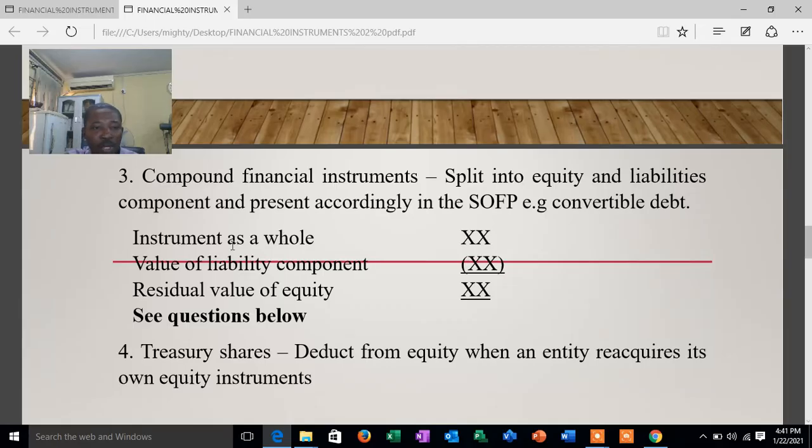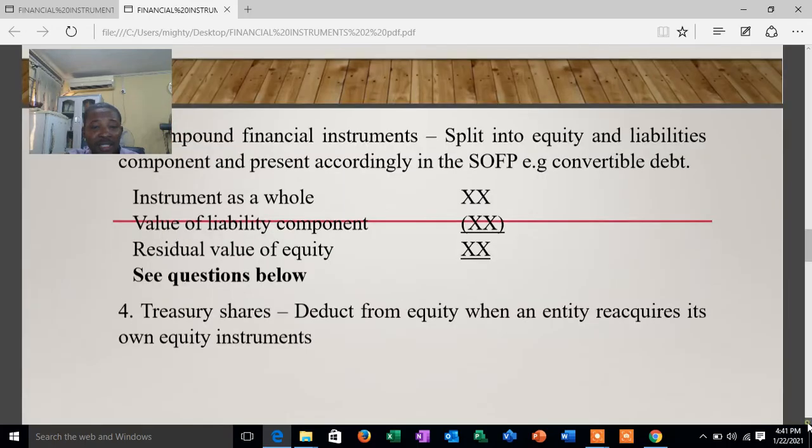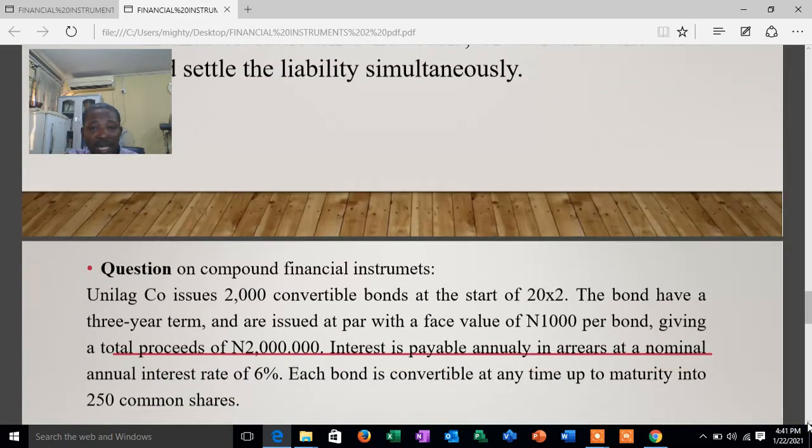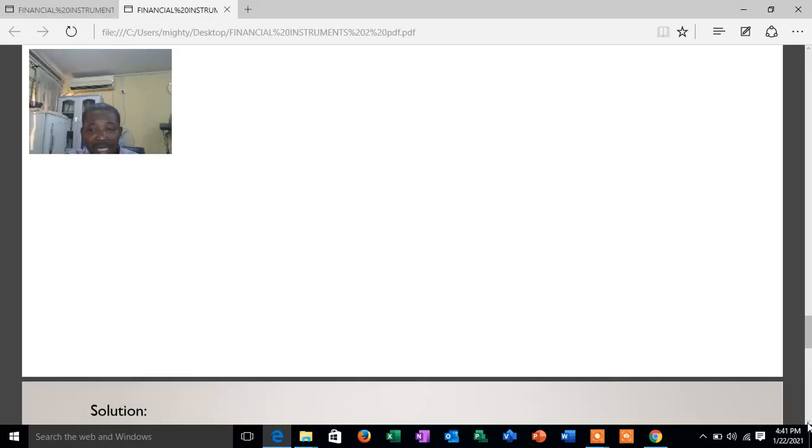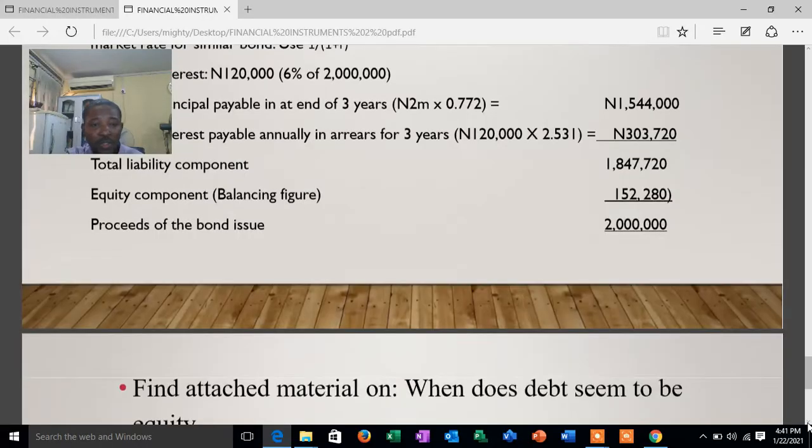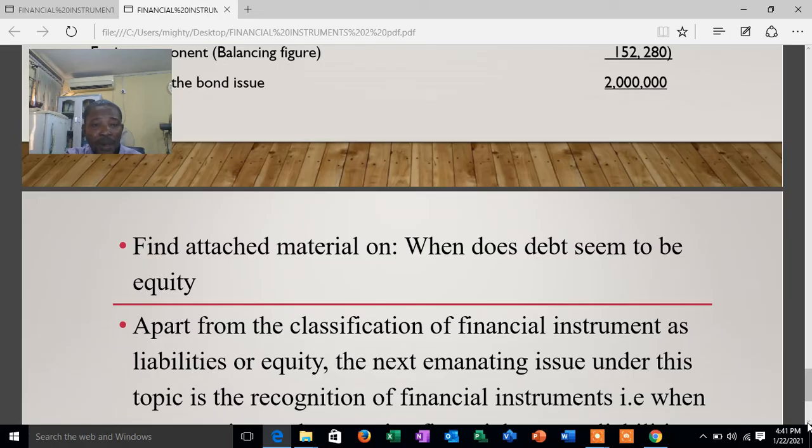The instrument as a whole is the sales proceeds that we have in that question. The value of the liability is both the principal plus the interest. When you subtract that, you have the residual value as your balancing figure, and that is what that question actually requires from us. So take your time to lay hands on other similar examples. It's still the same principle. And I'm sure you have done all of this in your finance classes.